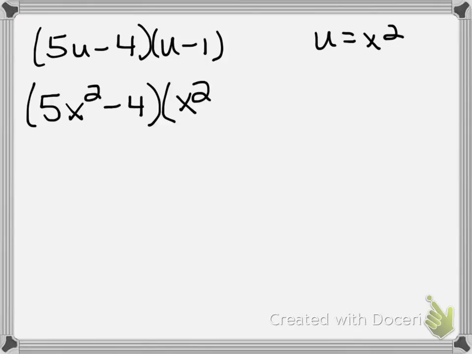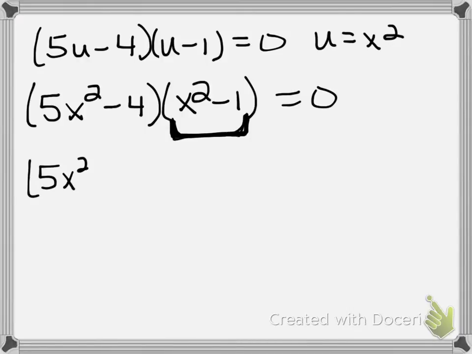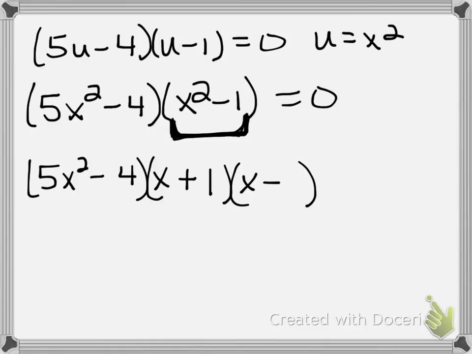And then I have x squared minus 1, and that equals 0. What you do want to notice here is that this is a difference of squares. So you want to keep your eyes out for that. So 5x squared minus 4, that's not a difference of squares, but x squared minus 1 is a difference of squares. Remember that you have your two binomials, a plus and minus, and you take the square root of your first term, so the square root of x squared is x, and the square root of your second term, so the square root of 1 is 1.